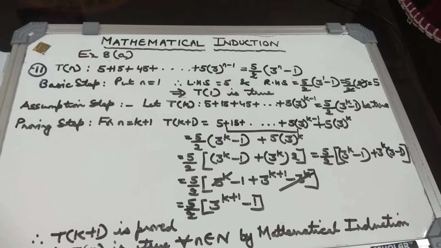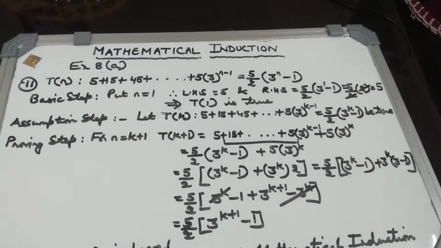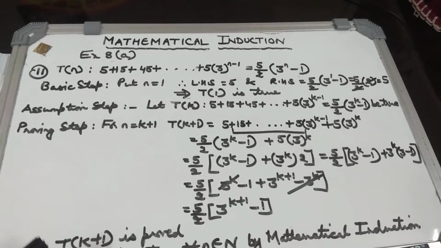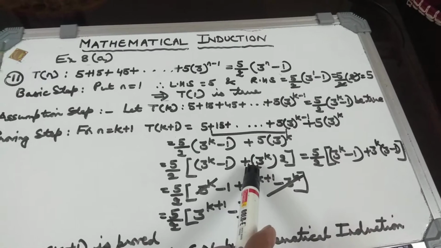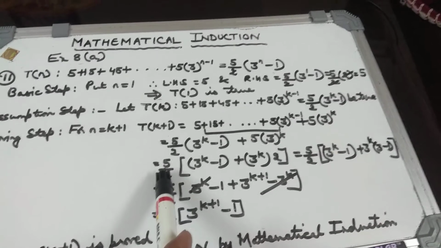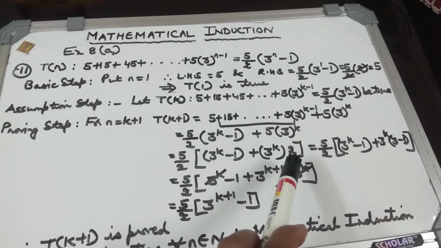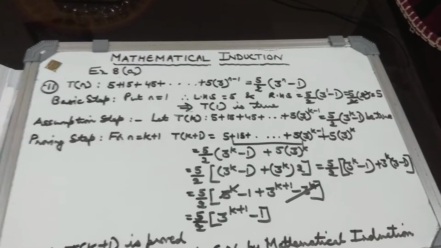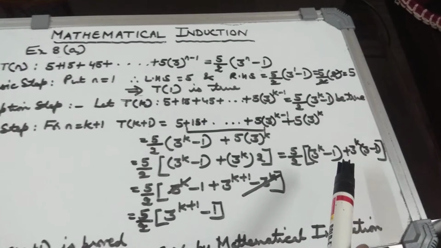Now comes the next step. Take 5 by 2 common, because you already see that 5 by 2 is common here on the right hand side with the complete expression. So 5 by 2, if you take common from the first term, you are getting 3 to the power k minus 1 plus 3 to the power k. 5 by 2 you have taken common, so 5 is already there, but 2 is not here, so you will have to multiply by 2. Please note the step.